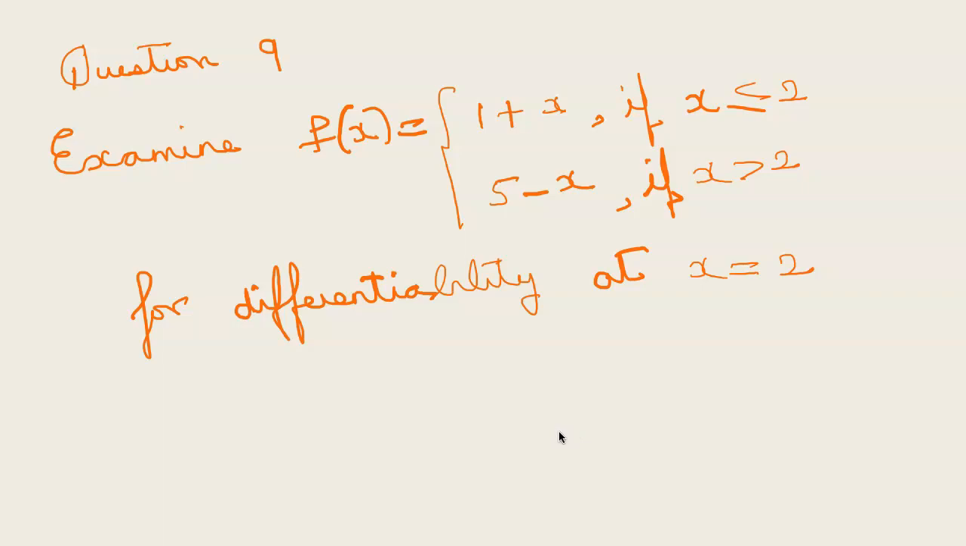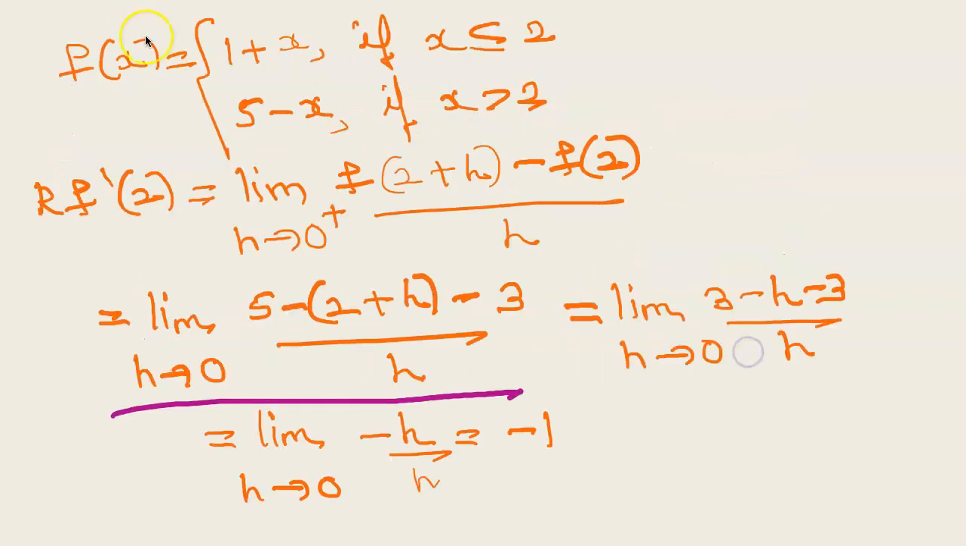Coming to question 9, examine f of x equal to 1 plus x if x is less than or equal to 2, equal to 5 minus x if x is greater than 2. Examine f for differentiability at x equal to 2. So if I take the right hand derivative of f at 2, that will be the limit as h tending to 0 to the right of f of 2 plus h minus f of 2 by h. That's by our definition.